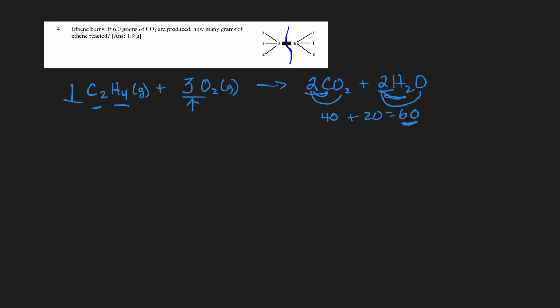Let's write down what we have. So 6 grams of CO2. So that's over here. Mass is 6.0 grams. And then they say how many grams of ethene reacted. So they want to know the mass of this that reacted. Okay, so I'm starting at Solidsville. You can't see that. I'm starting right there.